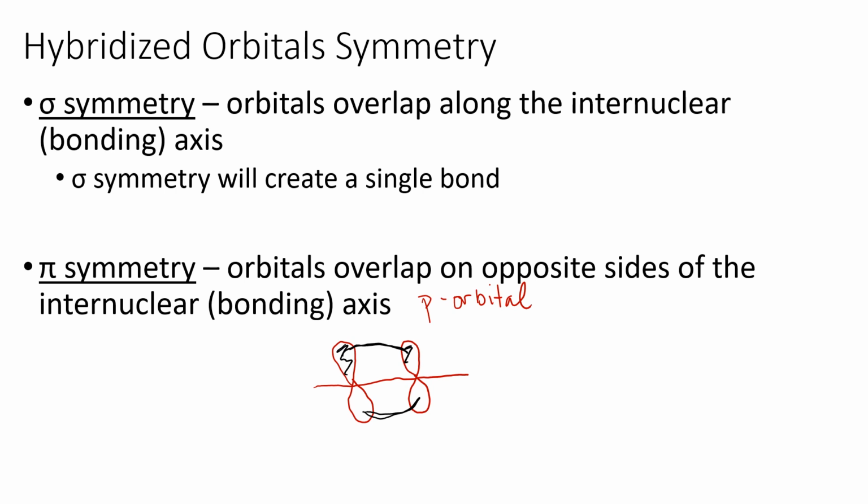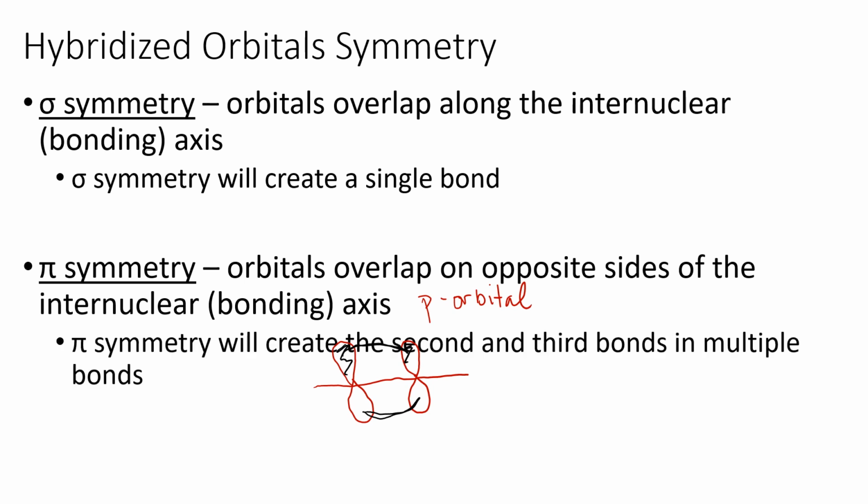When the lobes get close enough to overlap, they will overlap above and below the internuclear axis, because on that internuclear axis we have a node. This pi symmetry is what will create the second and third bonds in a multiple bond. So it is this pi symmetry that allows us to share more than two electrons between two nuclei. Because remember, each one of our orbitals can only hold two electrons.